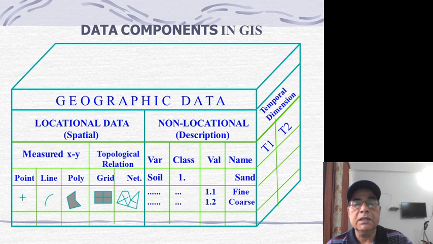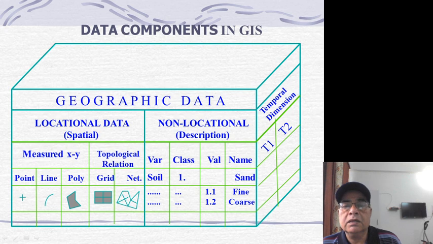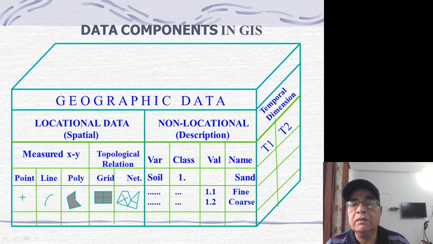In this slide, you can see that we have data which is spatial data or non-spatial data. When we are talking about the locational data or the vector data, we have the data in the form of point, line, and polygon. When we are talking about the raster data, we have it in the form of a grid. And when we are talking about the tabular data, it is non-locational, or we can say it is a description. So for example, we have a soil map. What are the different classes, what are the values we have given, and what are the different values it denotes.